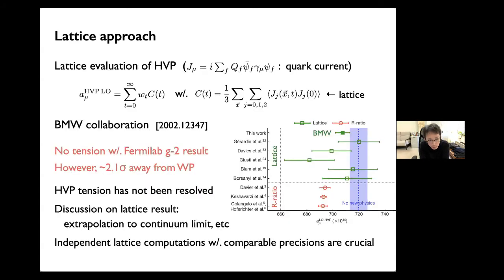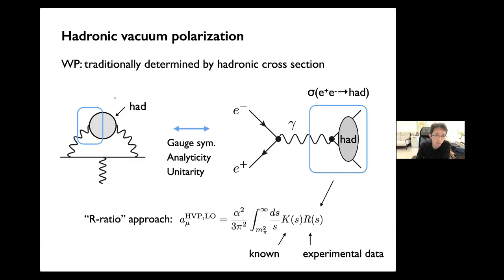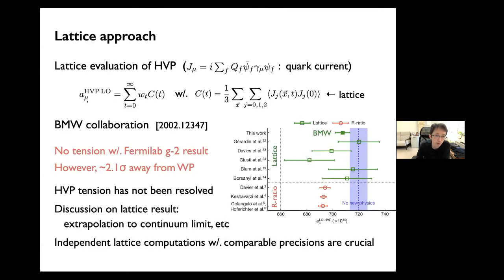But lattice can also calculate this hadronic part. The hadronic vacuum polarization contribution can also be written right here. This is a weight function, which is again a known function, and this C is calculated by lattice. C is a correlation function of the quark current, and this includes the hadronic part, but you can calculate it using a lattice. And very recently, two years ago, the BMW collaboration published a new result. The result is here, and the R ratio result was here.